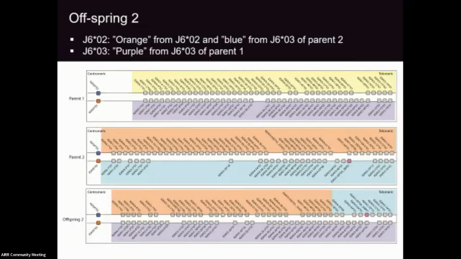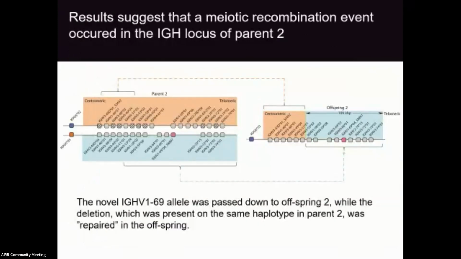I'm just going to zoom in on this here so you can see this a little bit better. It's hard from the back, I think, but basically we see that this novel 169 allele was passed down to the offspring, but the deletion was not. So basically this was repaired in this offspring. We've only looked at one family case, so it suggests to us that perhaps this is not uncommon.